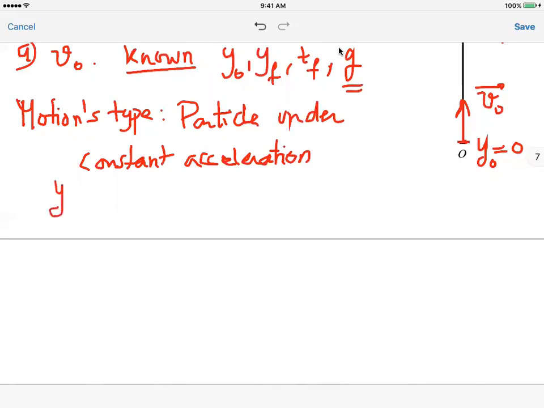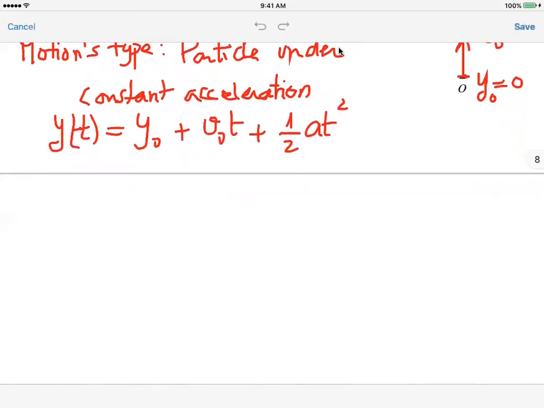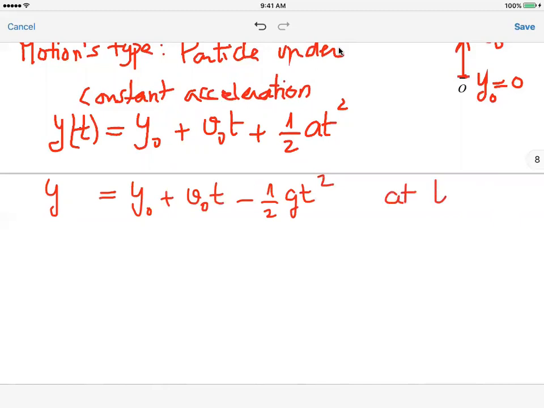The equation that relates y to t is simply y as a function of t, which can be written as y0 plus v0 multiplied by t plus half a t squared. Since a is equal to minus g, this becomes y equals y0 plus v0t minus half gt squared. If we evaluate this at the time t final, then y final is equal to y0 plus v0 t final minus half g t final squared.